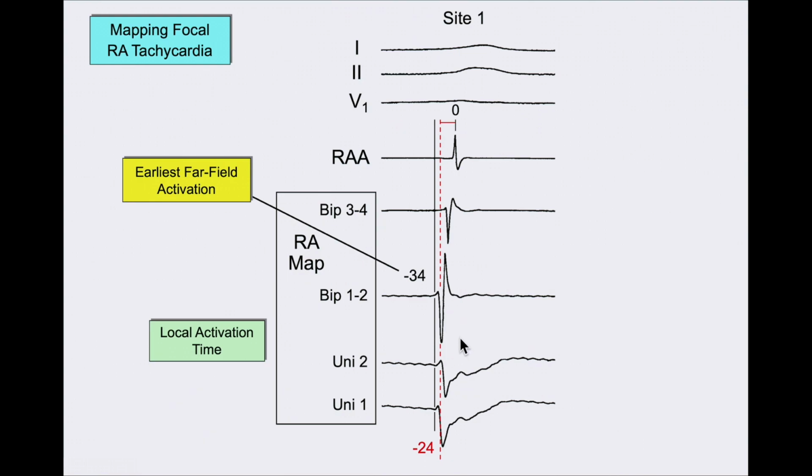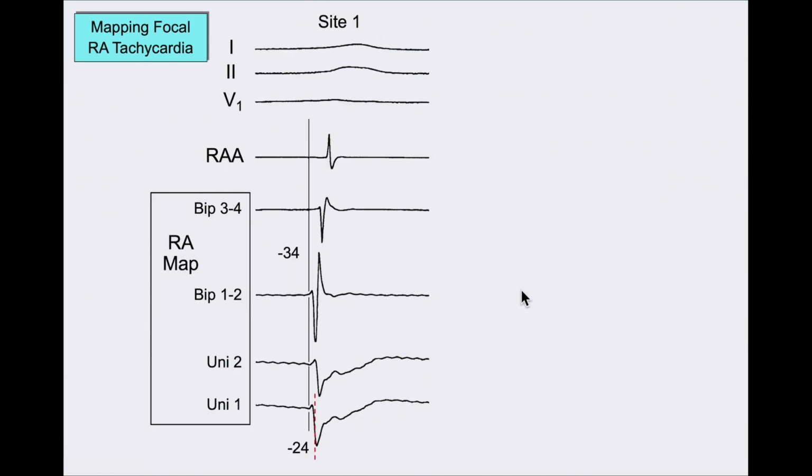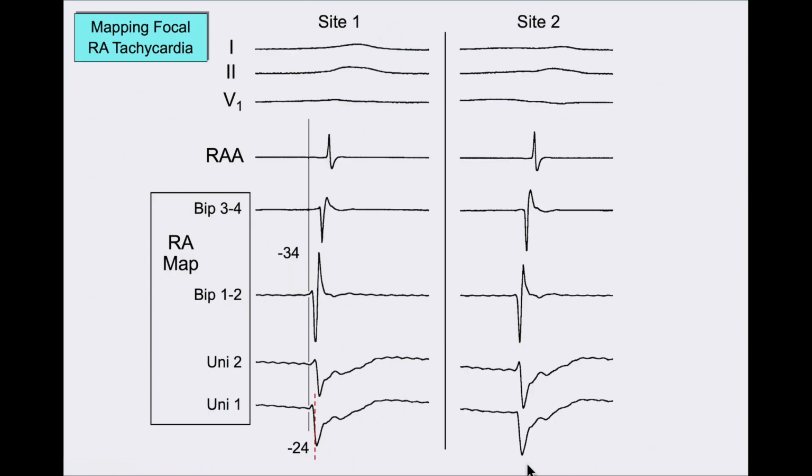So let's look at some other electrograms. Let's move this over to the left here, and let's look at a second electrogram. And wow, look at the distal unipolar electrogram. It begins as a steep negative. So is this our ablation site?